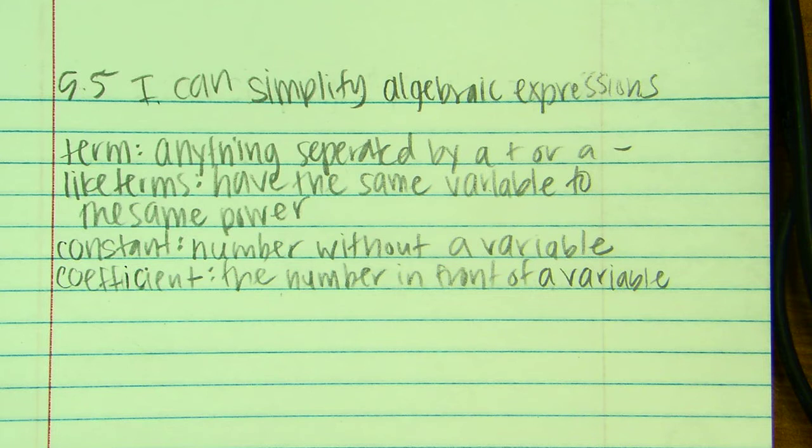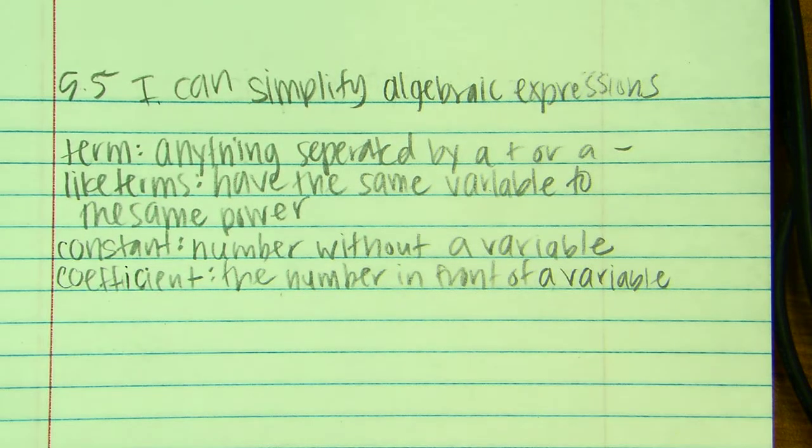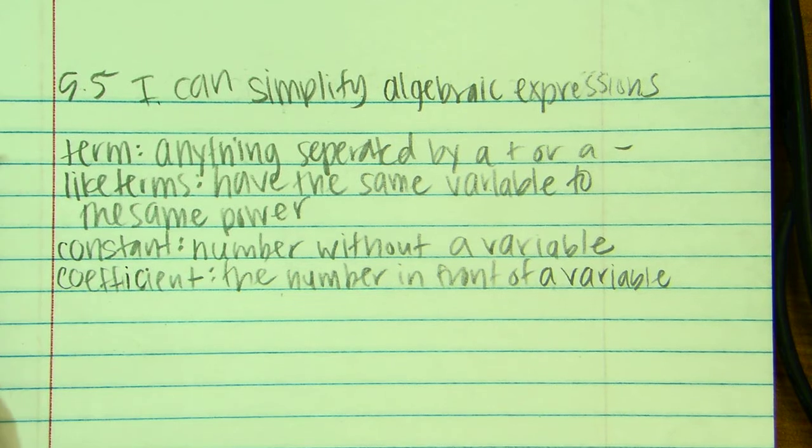First part of this video, I need you to just copy down some vocab. If you need to pause the video so that you have time to write, that's fine. The first one is 5.5. I can simplify algebraic expressions. That's the objective. And then a term is the first vocab word, and that's anything separated by a plus or a minus.